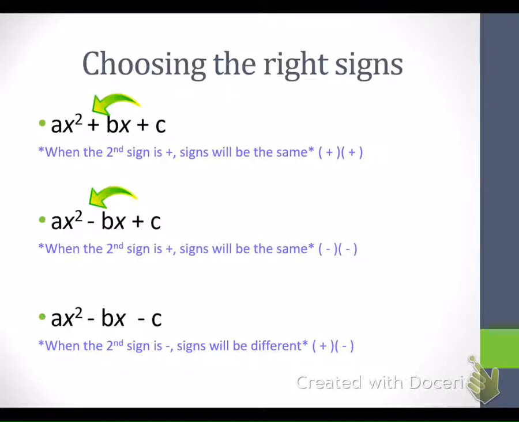Ax squared minus bx plus c. Look at the first thing in blue. When the second sign is. Go to the third example. Ax squared minus bx minus c. Look at the blue. When the second sign is. So where do our eyes need to go first when we're looking at our trinomial? The second sign. The second sign is going to tell us what we need to know.